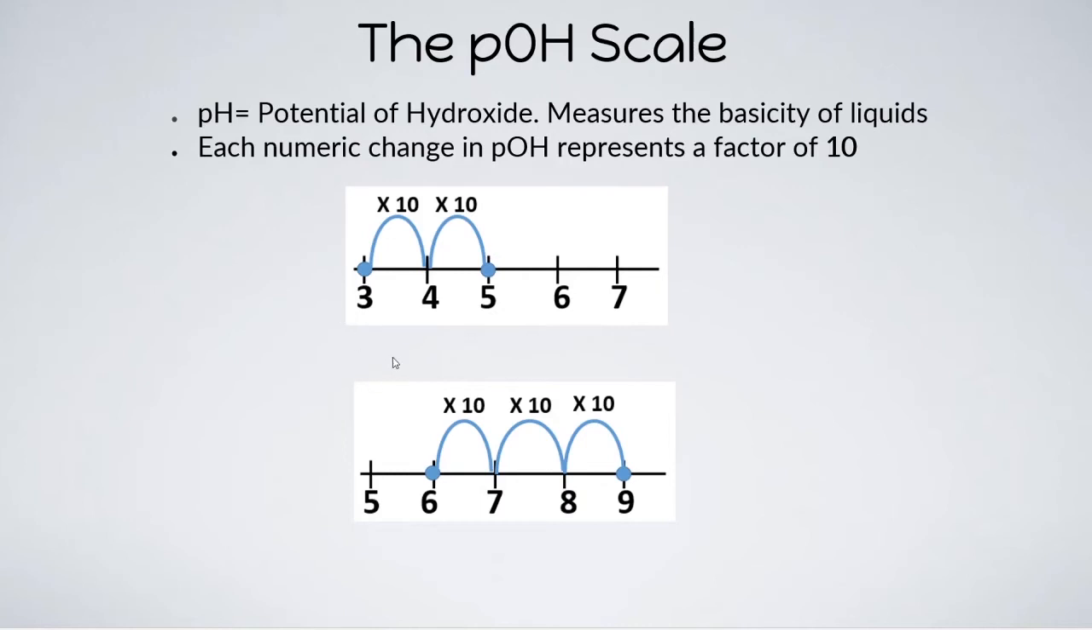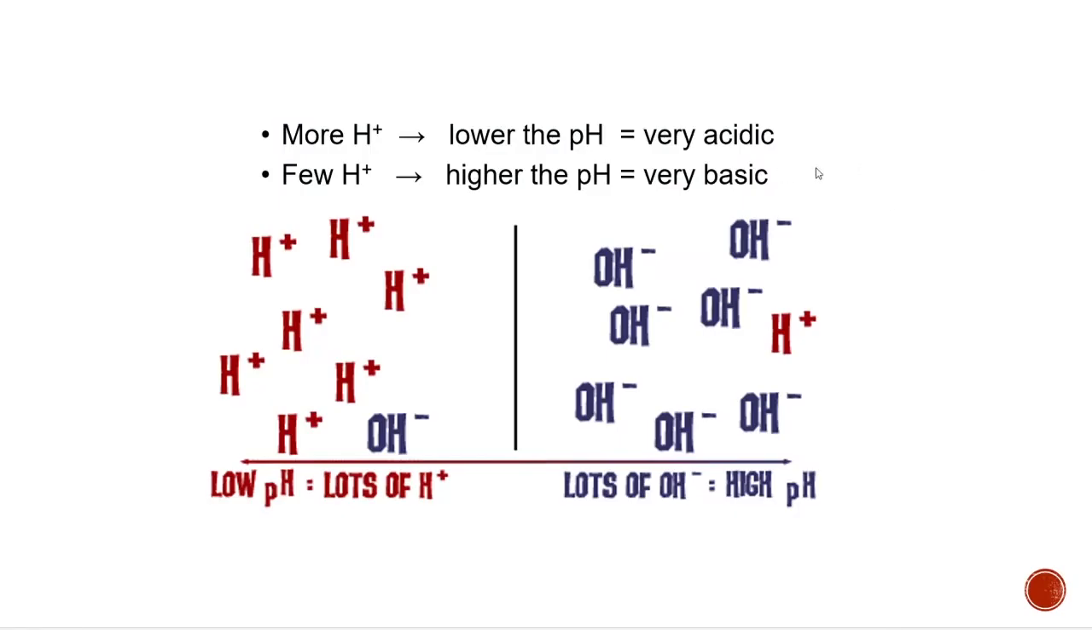So the main thing to understand is that as you go up in the pH scale, you're increasing hydroxide ions, and as you go down, you're increasing hydrogen ions. Here's a picture of what it would look like. More hydrogen ions means a lower pH, so very acidic. This side would definitely be a low pH because it has lots of hydrogen. If it has lots of hydroxide ions, negative anions, then we have a high pH because now it's very basic.